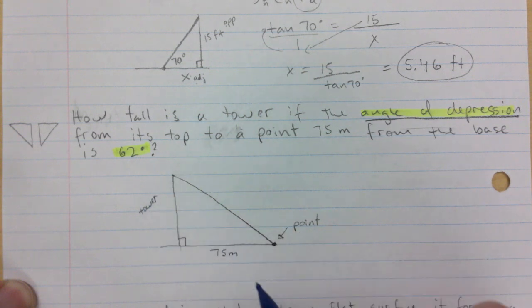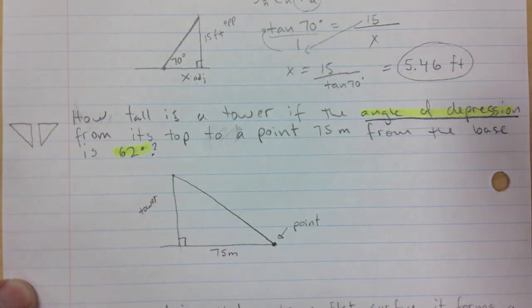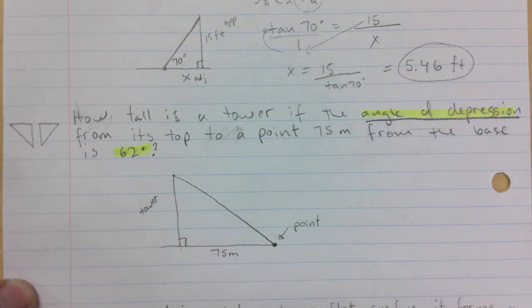This is your tower representing a tower. And so this is where I need you to pay very close attention. So stop whatever you're doing at home right now. If you're distracted, this is where you need to pay attention, because this is a very common mistake that students make.